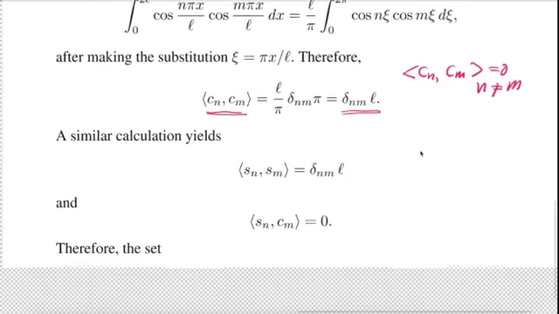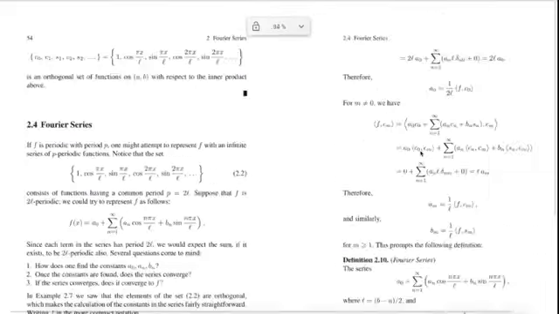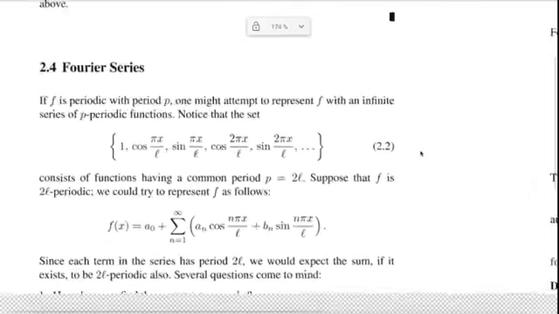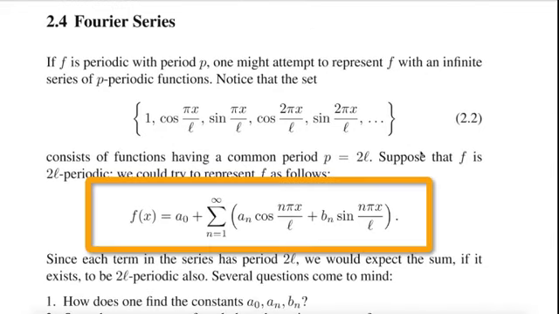Same is true for the sines. If you multiply the sine with different index, you get 0. With the same index, you get L. And then the mixed ones, sine and cosine, they're always 0. All right, so this means the set of all these sine and cosine functions is an orthogonal set. Meaning the representation, back here in my Fourier series, is an orthogonal representation of f in the space PWC.